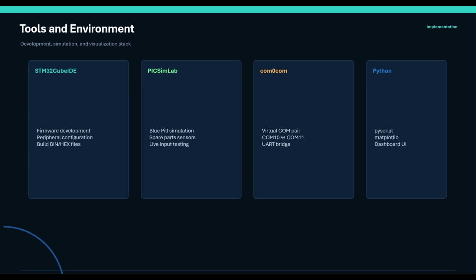The main development tool is STM32CubeIDE, which is used to configure and program the STM32 we are using. Pixem Lab is used to simulate the Blue Pill board and sensors. Com0com creates the virtual serial connection between the simulator and Python. Python uses PySerial and Matplotlib to build the dashboard.